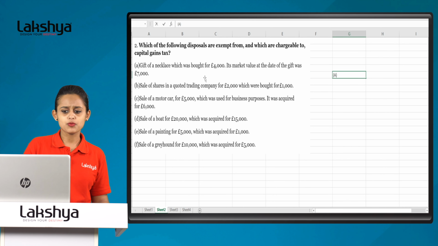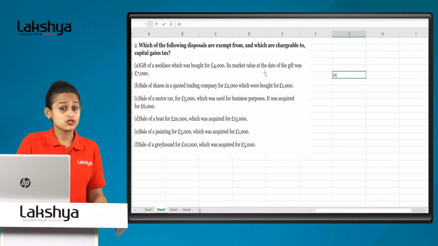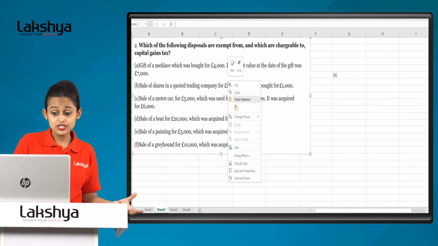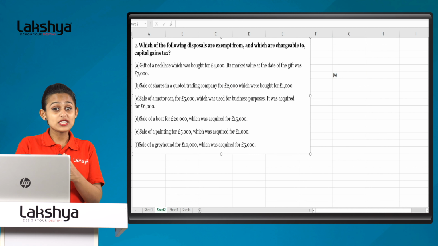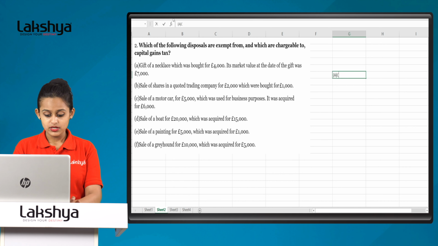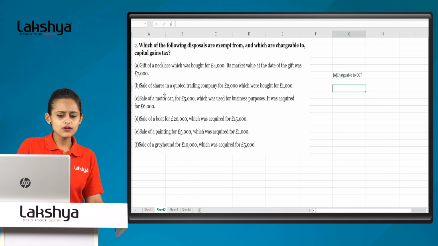Gift of a necklace which was bought for 4,000. Its market value at that date was 7,000. It's a necklace. It's not exempt, right? Now it's a necklace, so we can say it is a non-wasting chattel. If it's a non-wasting chattel, we have to use the 6,000 rule. As per the 6,000 rule, is this exempt? No, it is chargeable. So chargeable to CGT. You can write normal calculations.